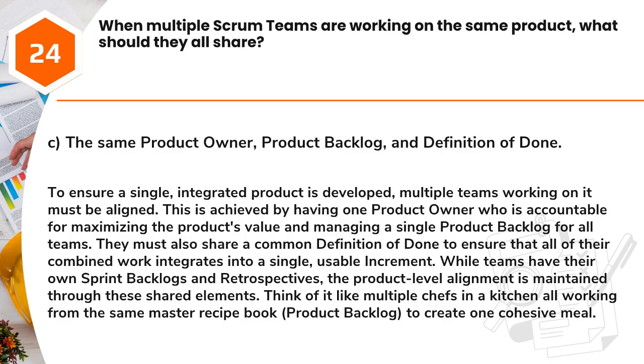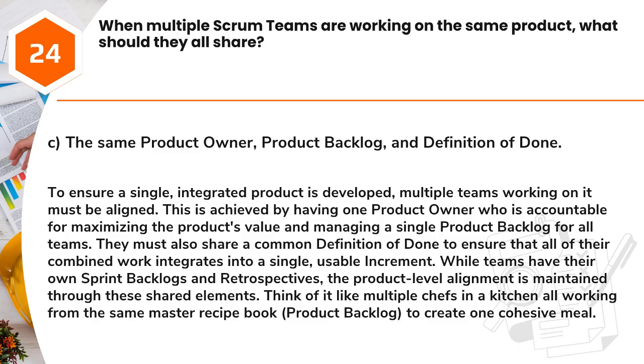Answer: C. The same product owner, product backlog, and definition of done. To ensure a single, integrated product is developed, multiple teams working on it must be aligned. This is achieved by having one product owner who is accountable for maximizing the product's value and managing a single product backlog for all teams.